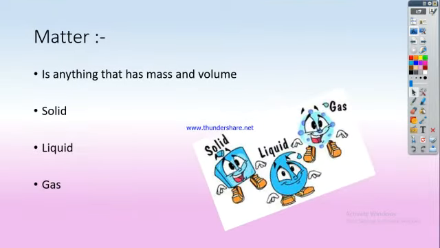But before I start this lesson, we're gonna make a quick revision about the previous lesson. In the previous lesson, we learned what matter is, and we said that matter is anything that has mass and volume, or anything that has mass and takes up space. And we have three states of matter, which are solid, liquid, and gas.